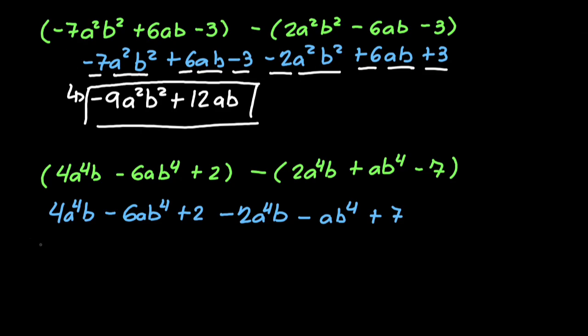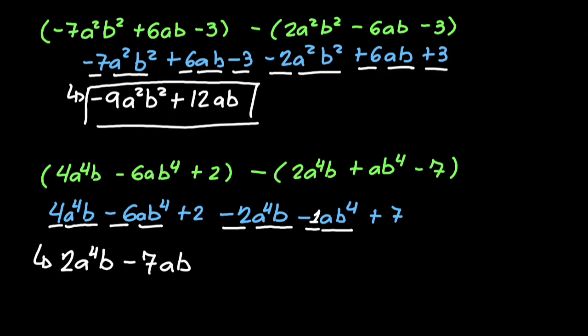Combine like terms. You have a raised to the power of 4 multiplied by b here, and also for this. So 4 minus 2 would be 2a raised to the power of 4 multiplied by b. You have also this one. So negative 6 minus 1 would be negative 7ab raised to the power of 4. 2 plus 7 would be positive 9.